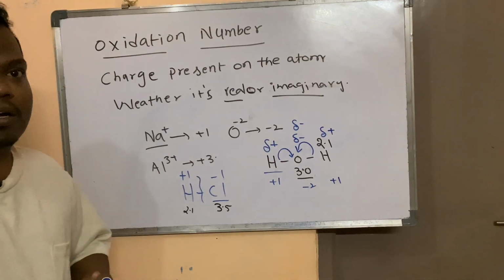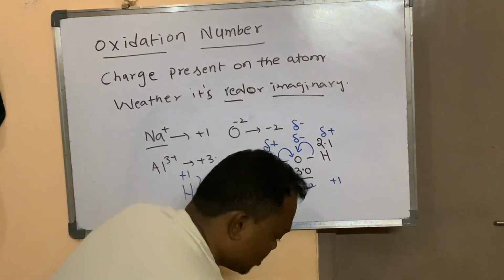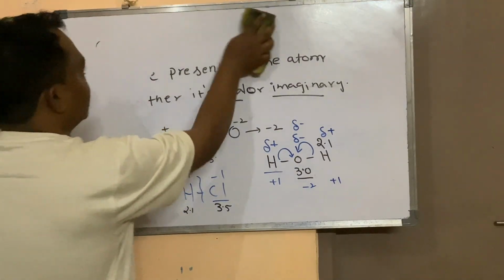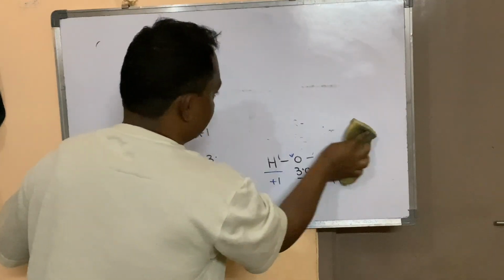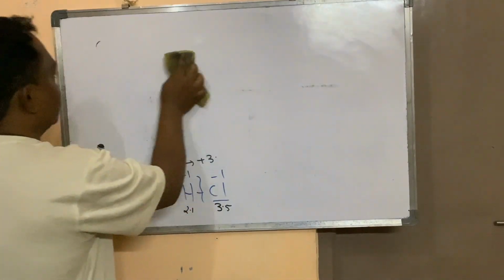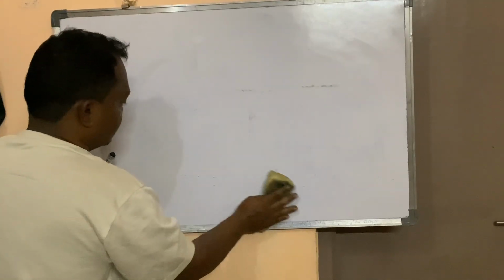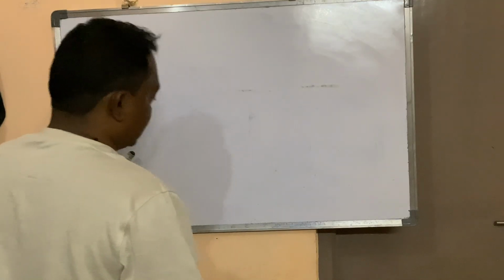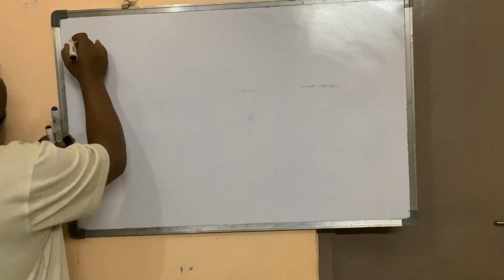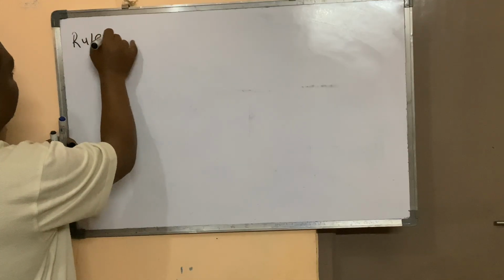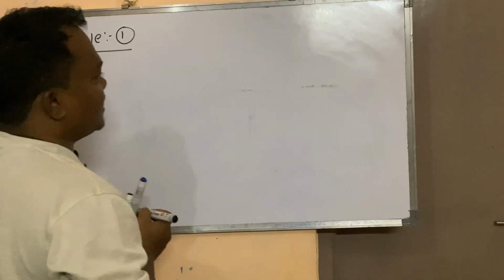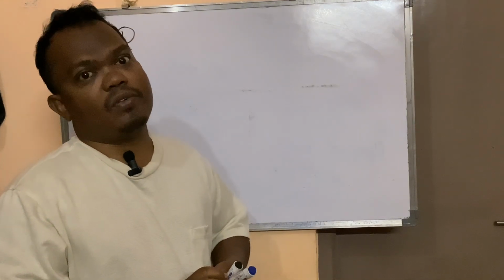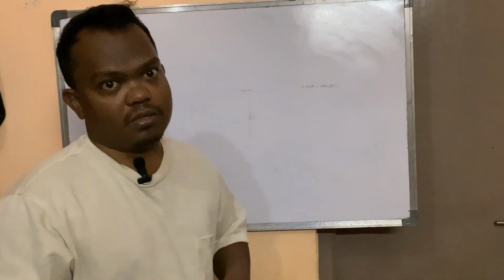Now let me go with the rules present in oxidation number. What are the rules? We will go with that. Take rule number 1. If you take any molecule, the sum of the oxidation numbers of all the atoms present in the molecule is equal to 0.